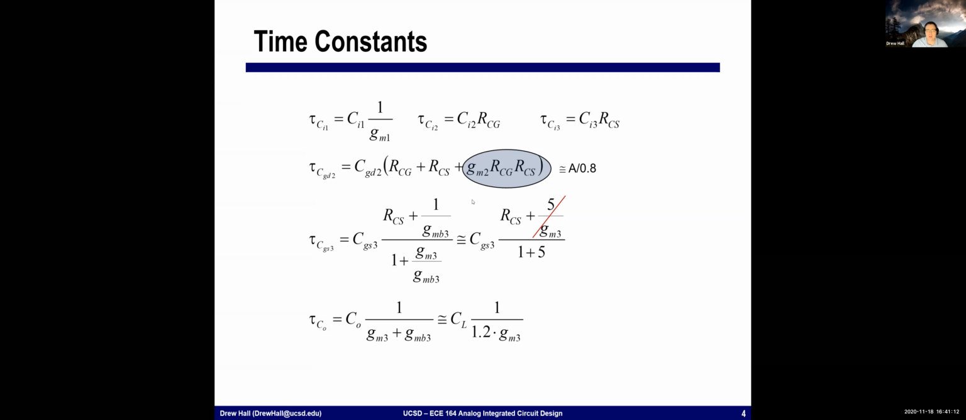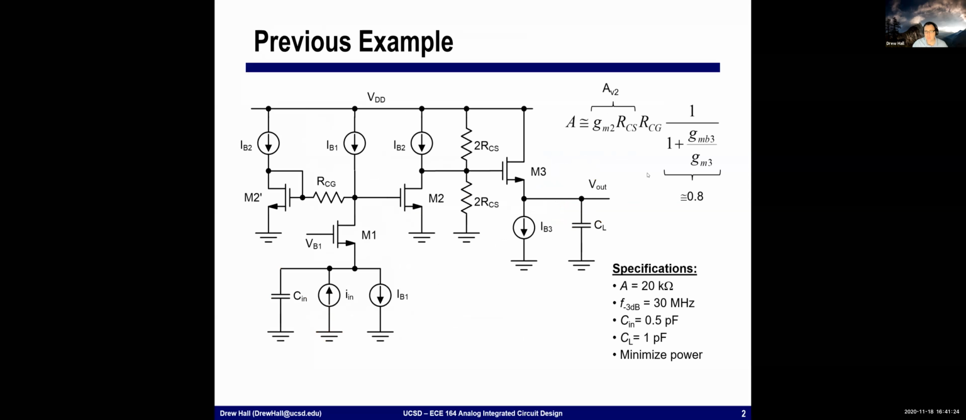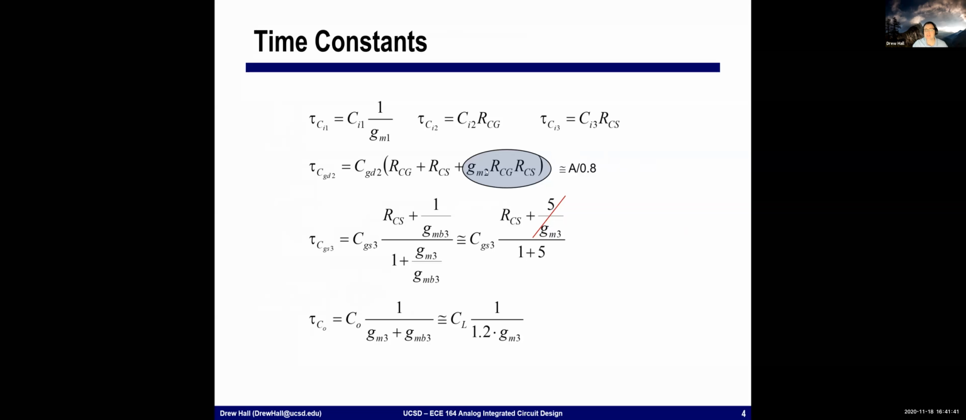And one of the important things is as I go through this analysis, I should start to look for terms that I recognize. You know, GM2, RCG, RCS. If I go back just a few slides, we said that this was our gain, right? Our gain was the gain of the second stage times RCG times this unity gain, or slightly less than unity gain, source follower output stage. And so I want to start to distill these time constants down to get them into simplified expressions.